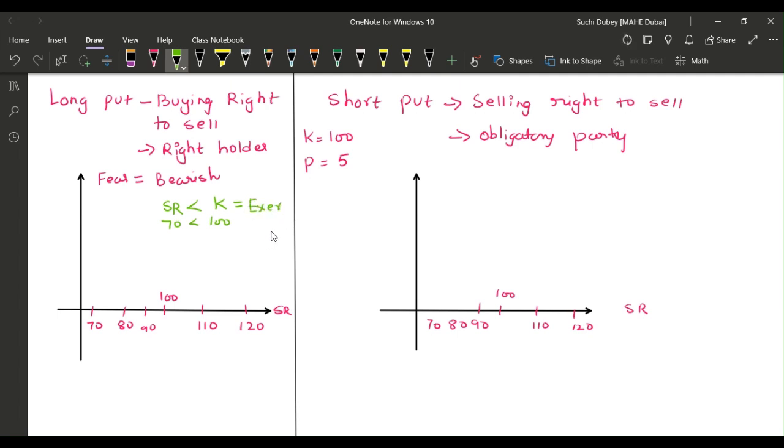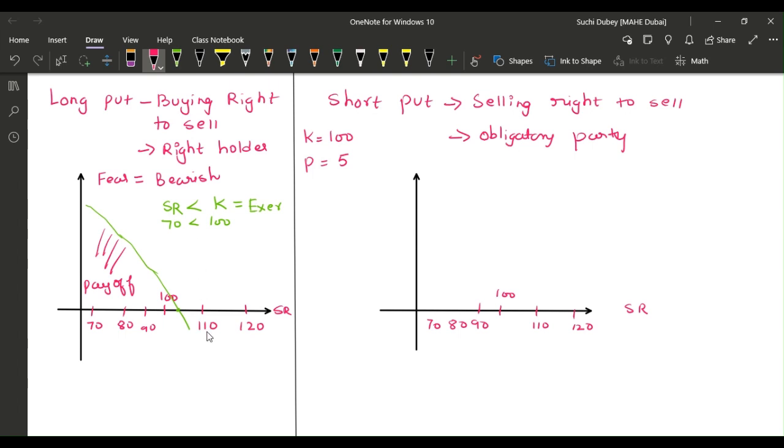So when will a long put be exercised? A long put will always be exercised when your spot rate is lesser than your strike price. The lower the spot rate in comparison to your exercise price, the higher the chances that this will be exercised. Say suppose it was 70, then 80, and then 90. So there is always a chance that this will be exercised, and all of this inside is what we call a payoff. So think about it: 100 minus 70, 30 payoff; 100 minus 80, 20 payoff. As soon as the spot rate is going down, there is a higher chance that the long put will be exercised.